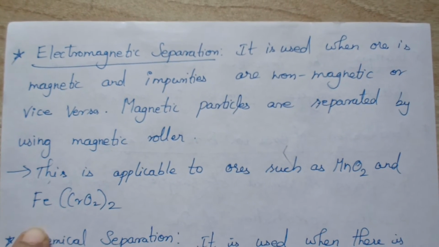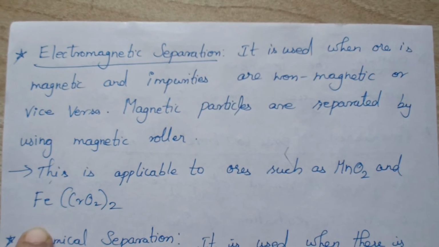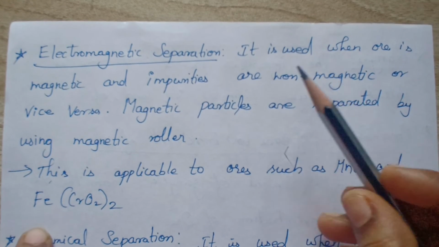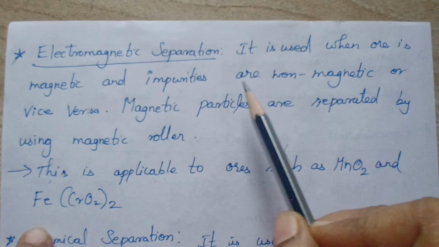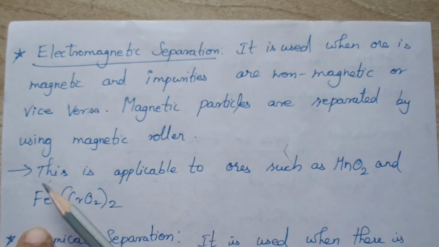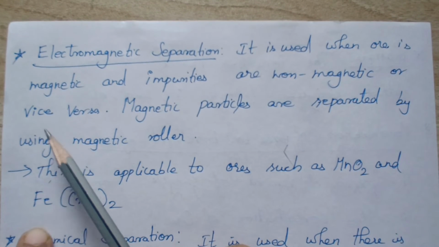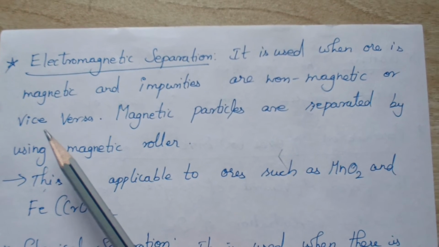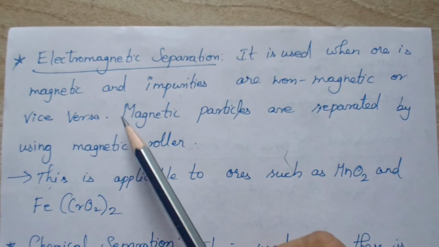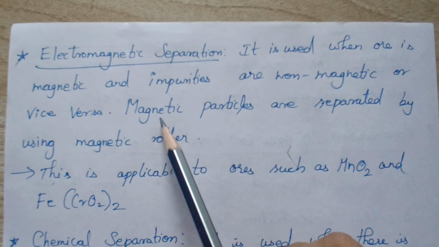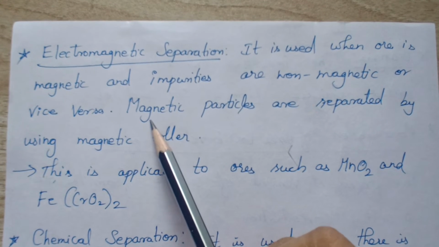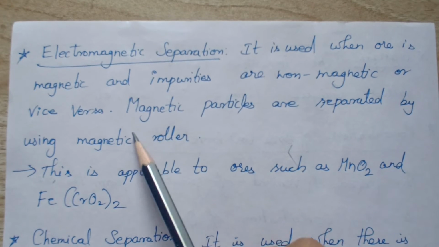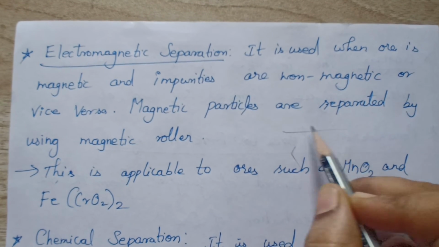Electromagnetic separation. The name itself indicates that it can be used when the ore is magnetic and impurities are non-magnetic, or vice versa. That means the ore is non-magnetic and impurities are magnetic in nature. Okay, the magnetic particles will be separated using a magnetic roller. You will be having the roller like this.